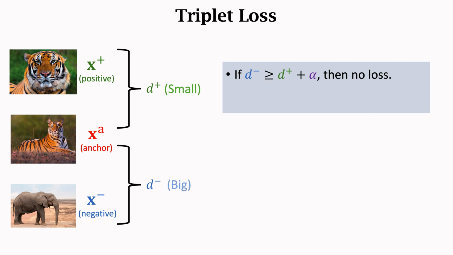If the condition is not satisfied, which means the negative is not sufficiently larger than the positive, then we believe this is a failure. The model cannot tell the difference between an elephant and a tiger. There should be a loss. Let the loss be the positive plus alpha minus the negative. We encourage the loss to be small. A small loss means the positive is small, so the two tigers are close in the feature space. Also, a small loss means the negative is big, so the tiger and elephant can be well separated.